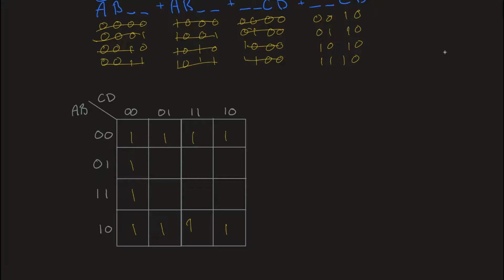We have one at 0, 0, 1, 0, which we've already indicated. 0, 1, 1, 0, which is here. 1, 0, 1, 0, which we've already indicated. And 1, 1, 1, 0, which is here.